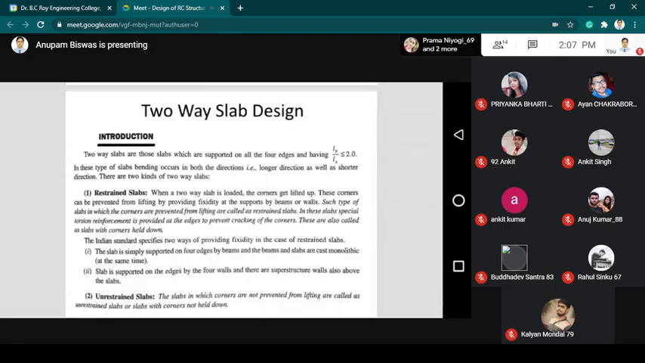And all of you know what a two-way slab is. We define it by the maximum length by minimum length, length by breadth ratio should be less than or equal to 2, means the bending may occur in both directions, both the longer as well as the shorter direction.